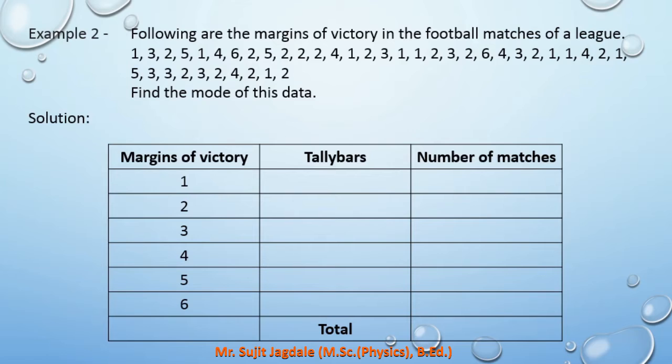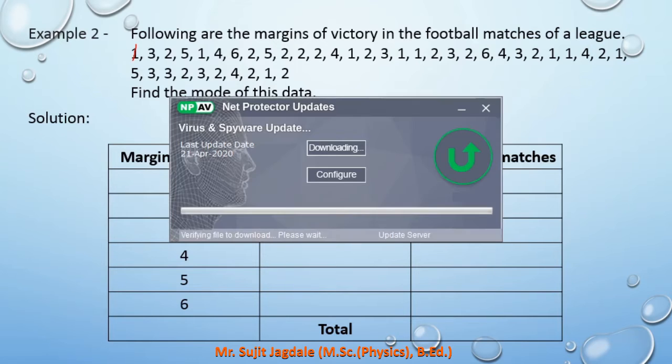Okay, so what is the first margin of victory? It is 1. Obviously the first margin of victory is 1, so we have to put a tally mark in front of 1. Okay, so the first tally mark is given. Some mistake can happen, so in order to solve it correctly, just cross the observation with the help of a pencil.